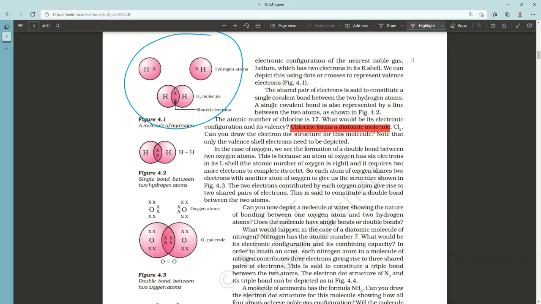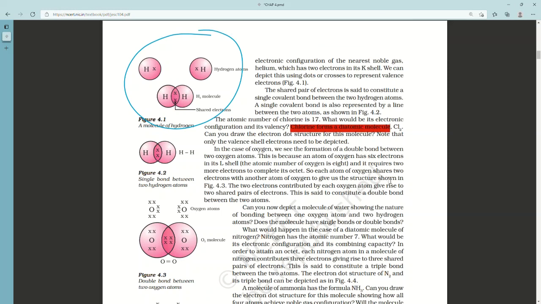2, 8, 7. Chlorine forms a diatomic molecule, Cl2. Can you draw the electron dot structure for this molecule? Note that only valence shell electrons need to be depicted.